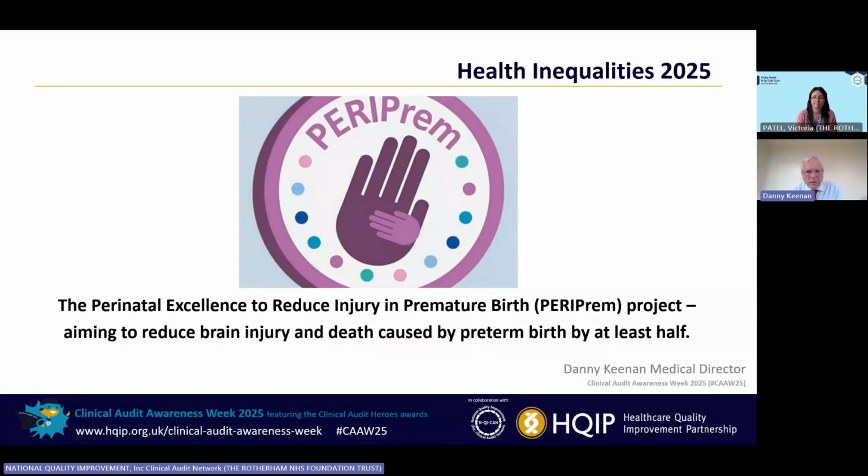This is PERI-PREM, which is perinatal excellence, reducing injury and premature births. You can see the aim of reducing brain injury and death by at least half. This is a national program, although it is more focused locally as well, and rightly so. It sounds like this whole approach is moving things into a local sphere with local involvement, and not just hospitals, the whole system is starting to respond to the fact that we know things are not being done well for deprived and ethnic communities. The next slide, thanks.